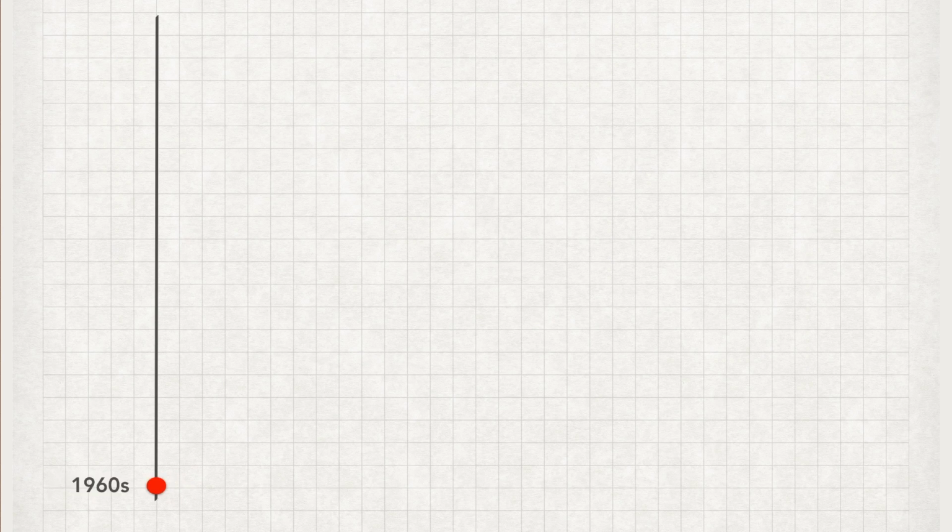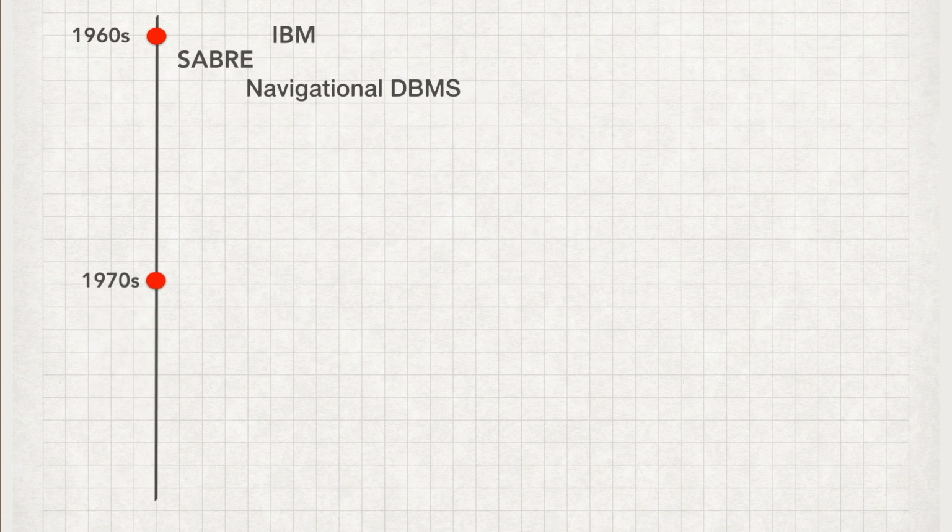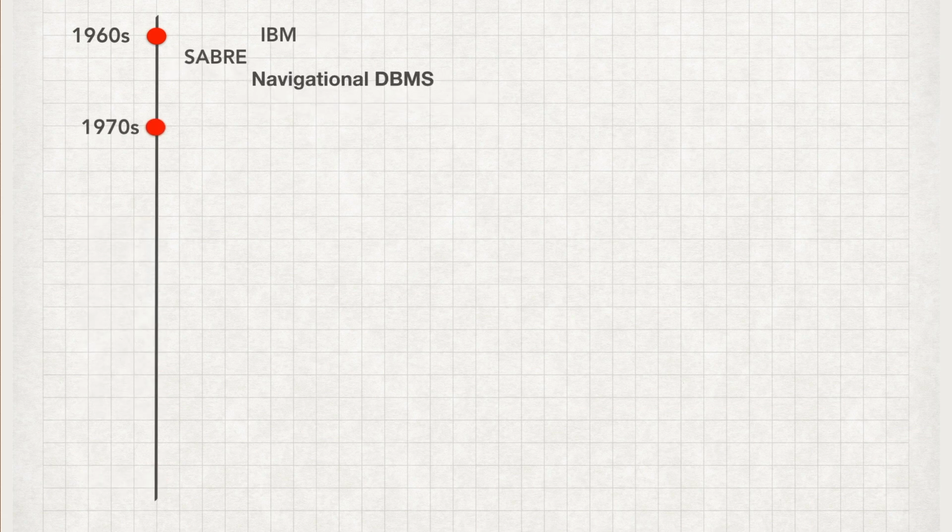It is 60s. The first successful commercial database system, the semi-automated business reservation environment system. That system was introduced by IBM to help American Airlines manage their reservations data. 70s were the decade that shaped the relational database management system as we know it today.